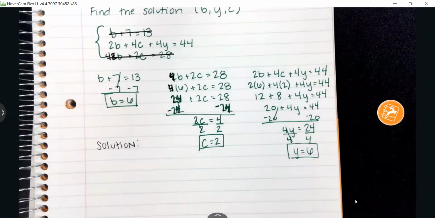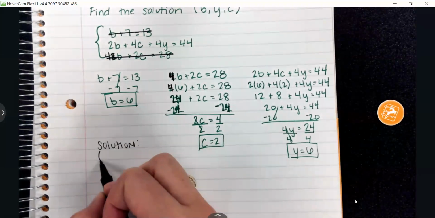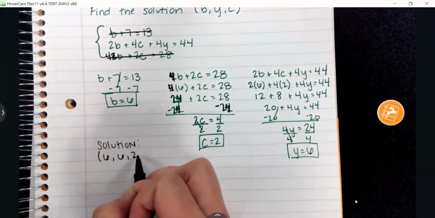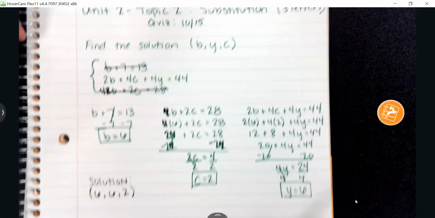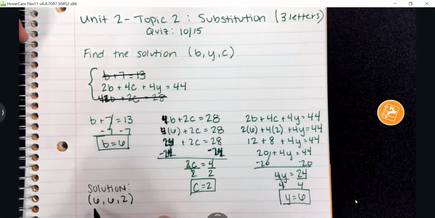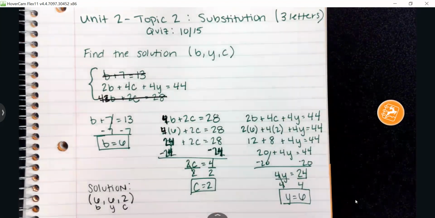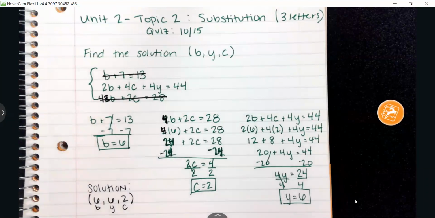Does anybody know what my solution will actually be? What do you think, Davin? Okay, so he said 662. Do we agree or disagree? You have to go in the order it asked for. So B, Y, C. Okay? So not the order you solved it in, the order it asked you for.